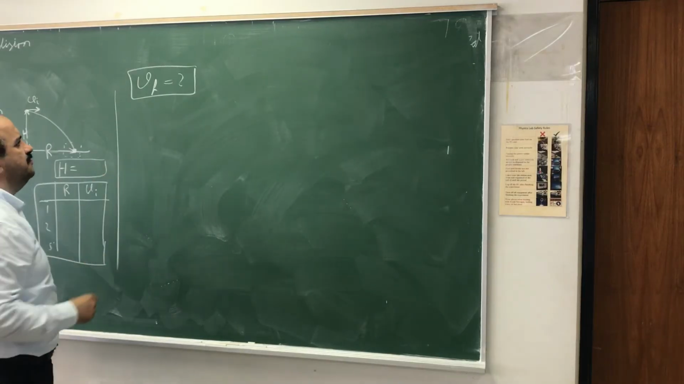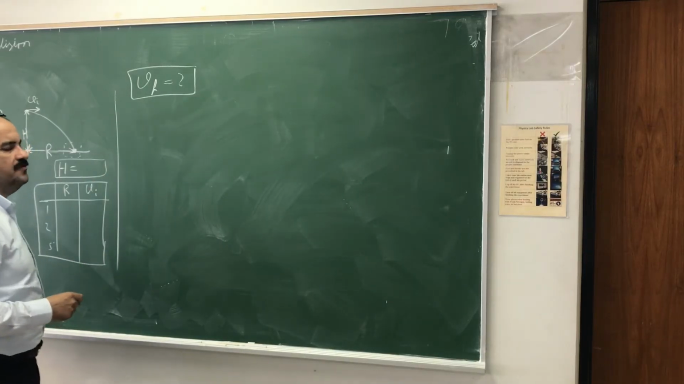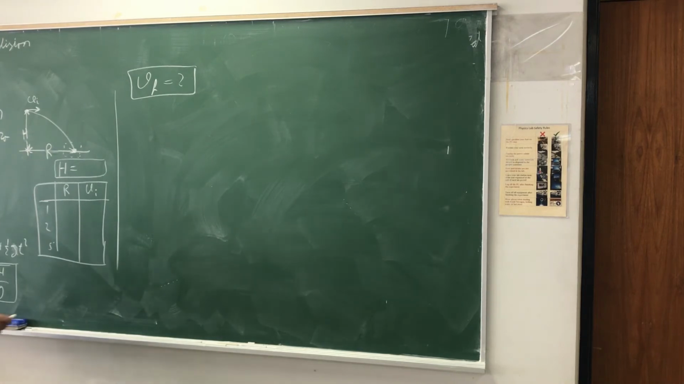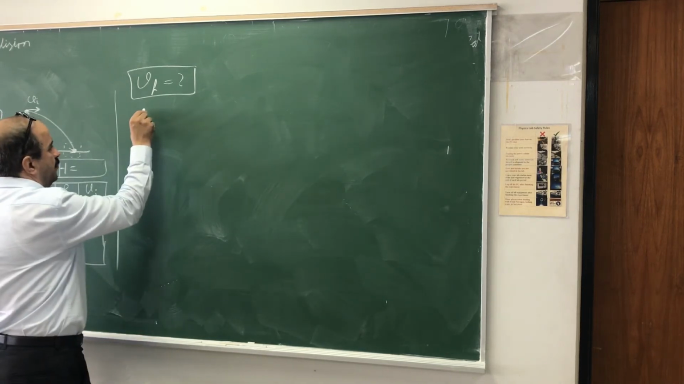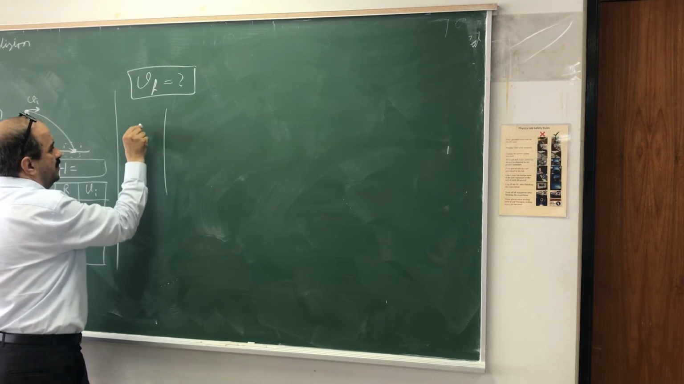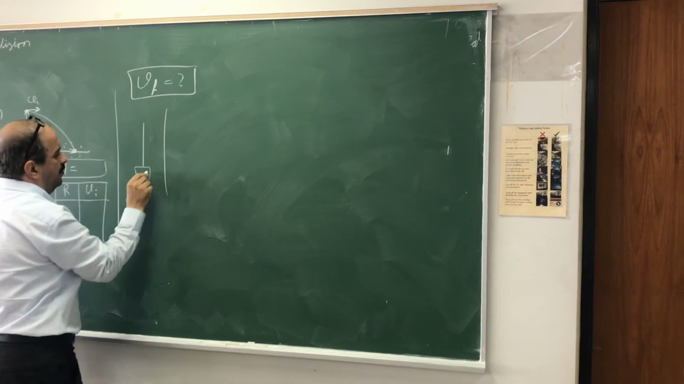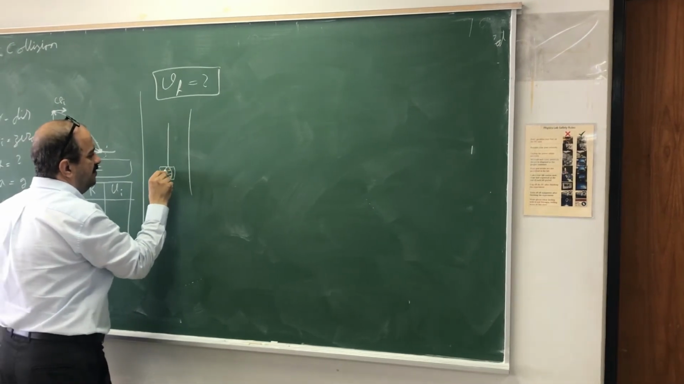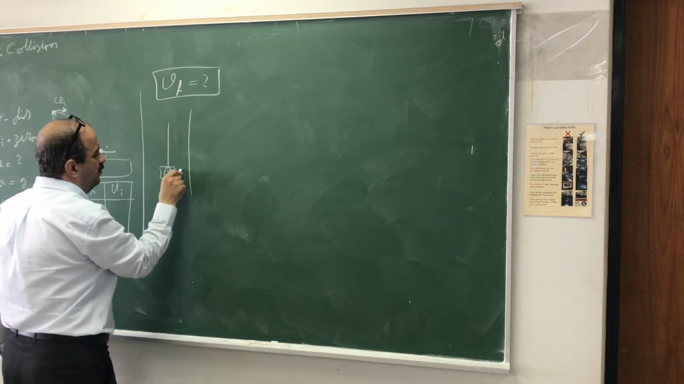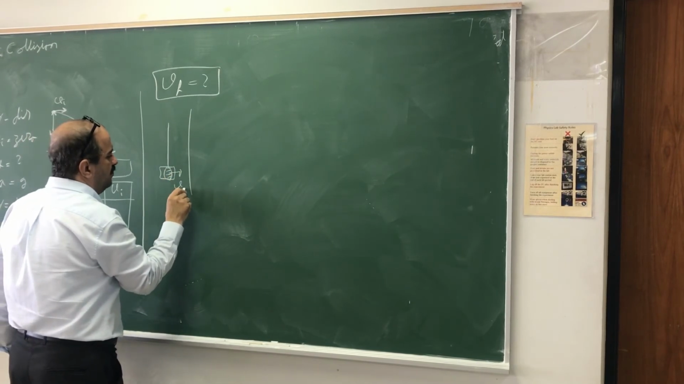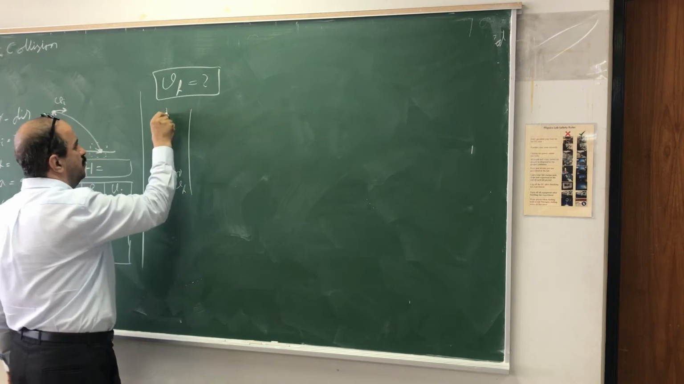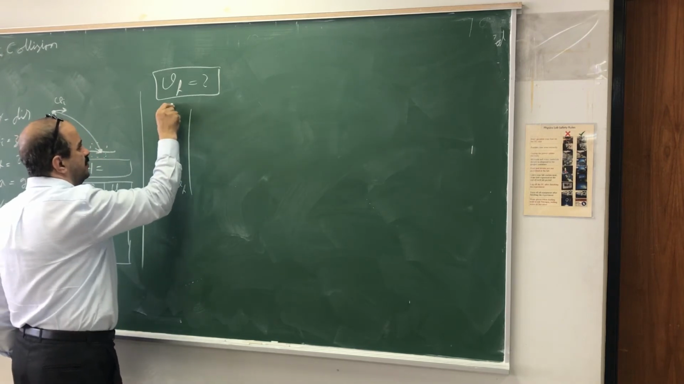Now the main objective in the second part is to find what the final velocity is exactly after the collision. We know that we have the ball inserted inside the ballistic pendulum, and the whole system will move with final velocity v final. Let me call this case number 1.